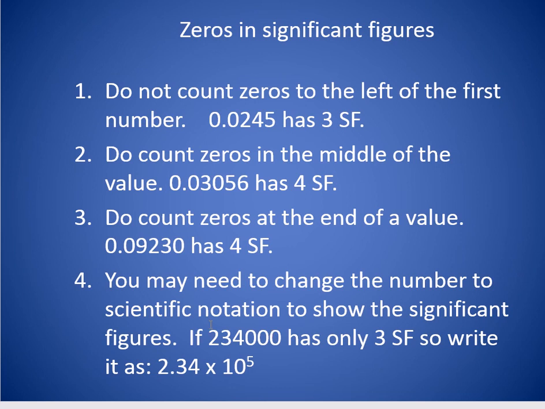So, for example, let's say that we have 234000. And we want to show that it only has 3 significant figures. Well, what I've got to do is rewrite it in scientific notation. Notice I would move my decimal point 5 places to the right. So my 10 is going to be raised to the 5th power. And I just write 2.34. That immediately shows me that there's 3 significant figures there.